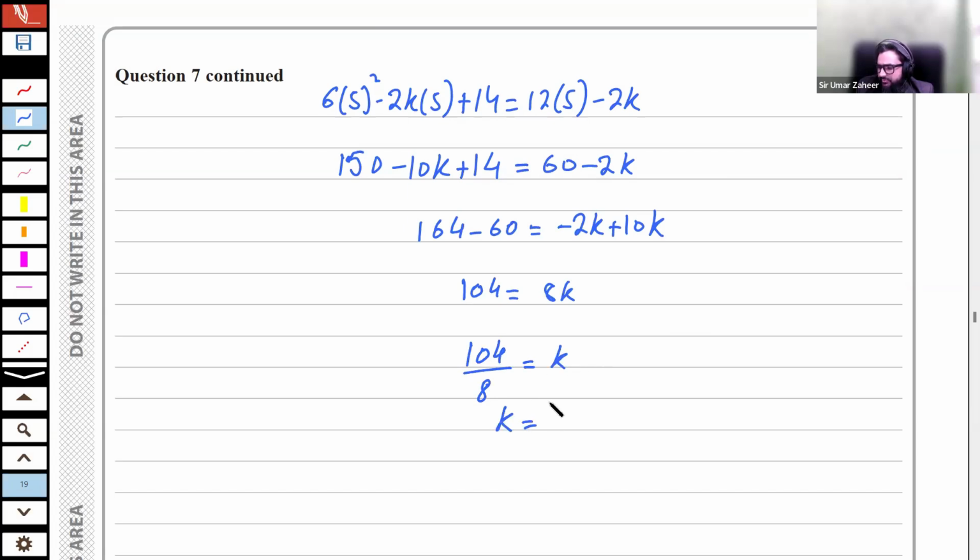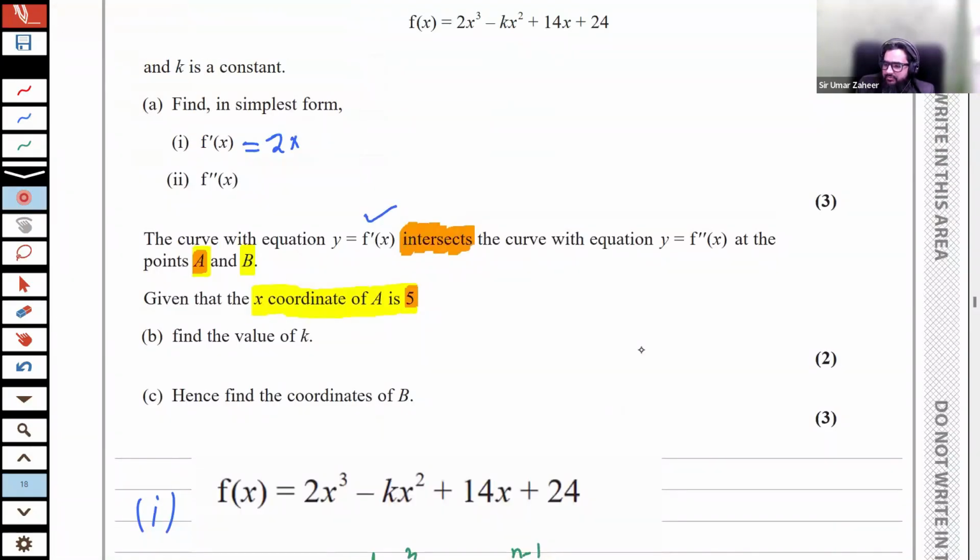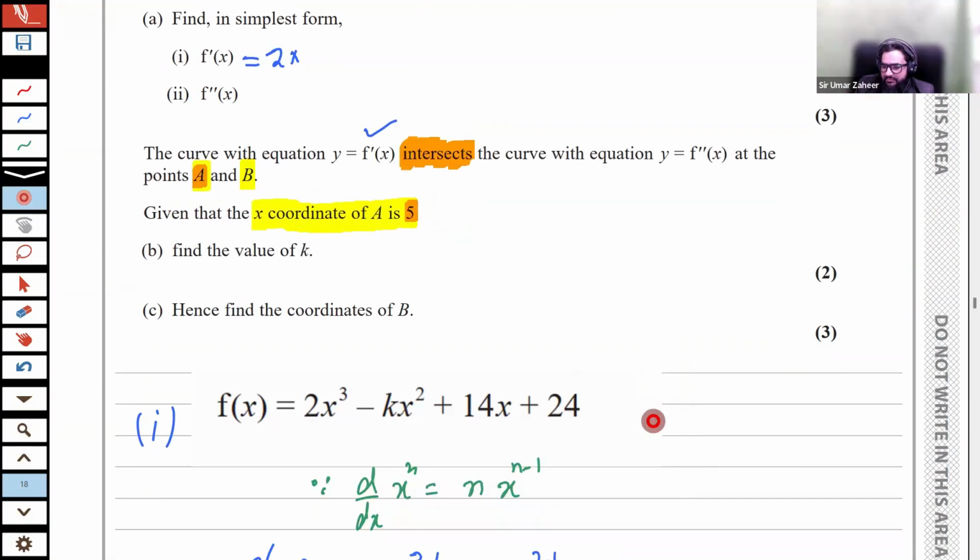Yes, that will be equal to 13. P is 24. So we will get the value k is equal to 13. So always remember, when the examiner gives you information, read that information carefully because in that information there is a clue. Intersection, they are intersecting. This means that you will solve it simultaneously. And then you have the information of the x coordinate. So obviously the whole equation will be converted into terms of k, so you can easily find the value of k.